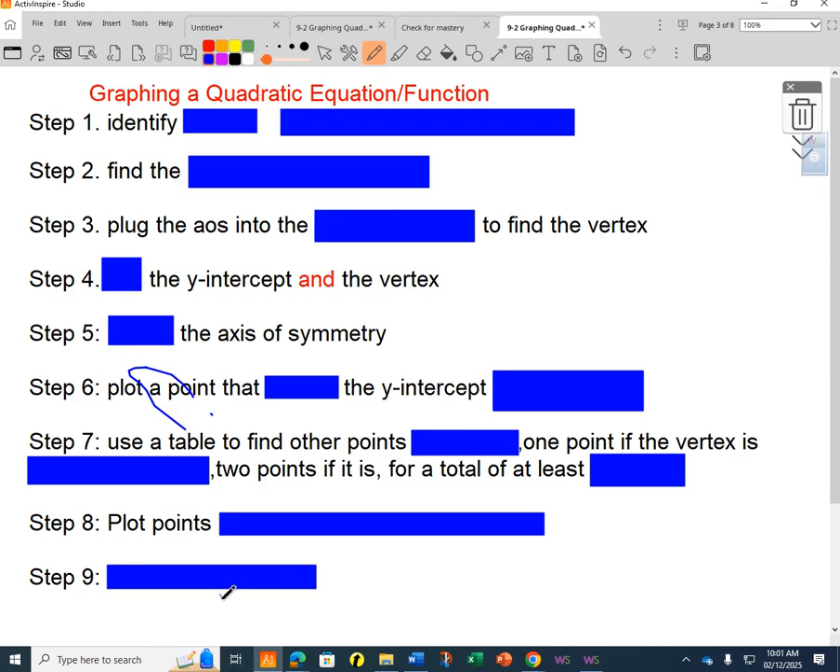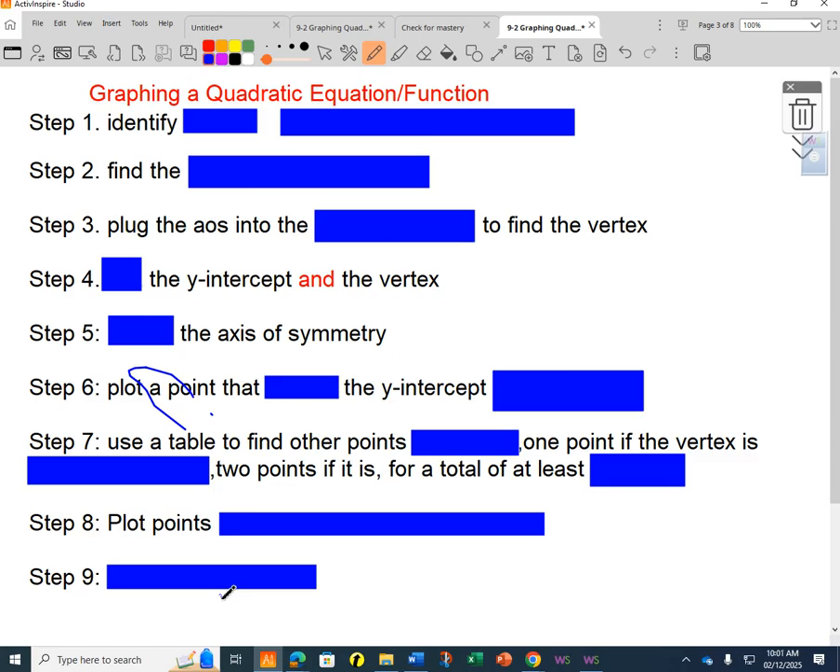We're going to find the vertex and plot the vertex, because remember the vertex ordered pair is a point. And typically, we have to use a t-table and find at least one other point, sometimes 2. If the vertex is the y-intercept, then you have to use the t-table for at least one other point.